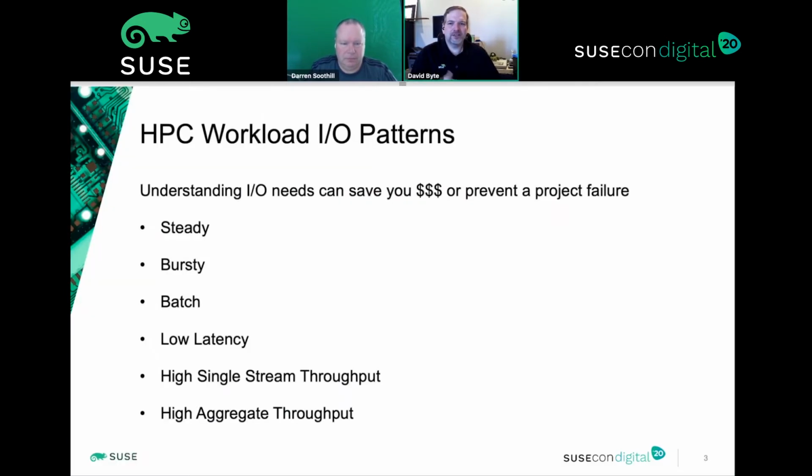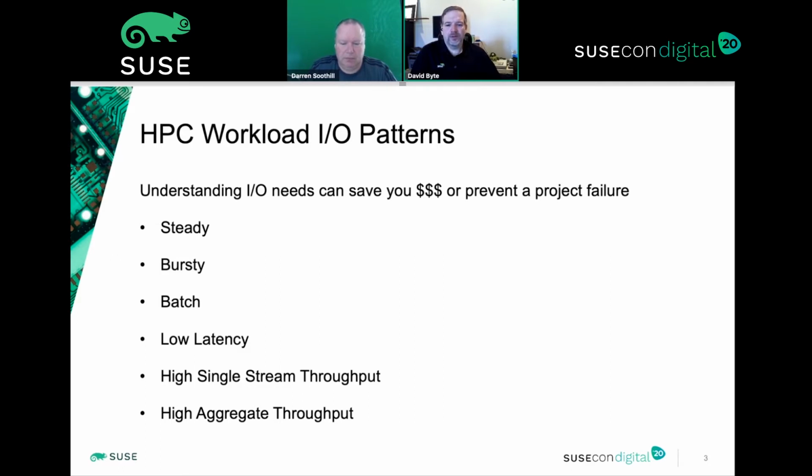So first, let's look at the HPC workload I/O patterns. Really, understanding this is one of the most important things you can do for an HPC environment. And that's because you may not need to spend as much money as you think to achieve what your HPC workload needs. And this gets into looking at things like, is the I/O steady in nature, or is it bursty? Does it do batch jobs? Does it require low latency, high throughput? Or is it really something that cares a lot more about a lot of small random I/Os?